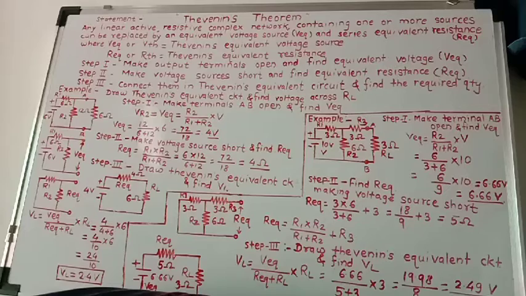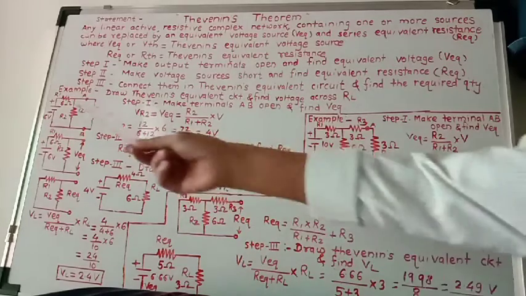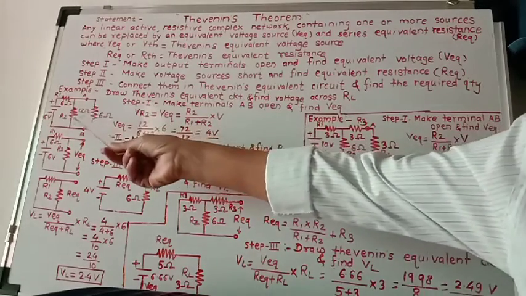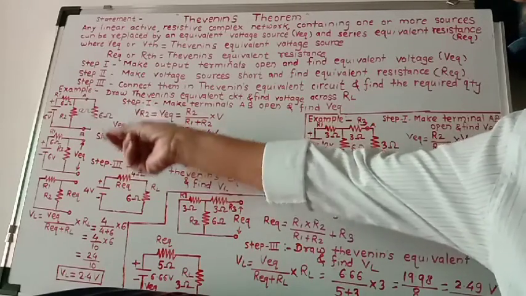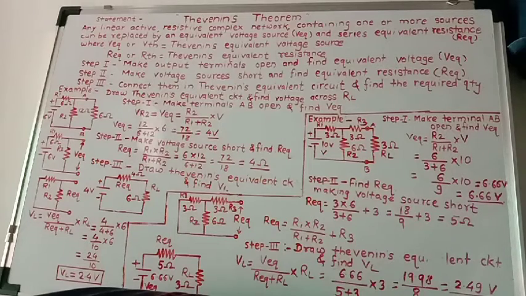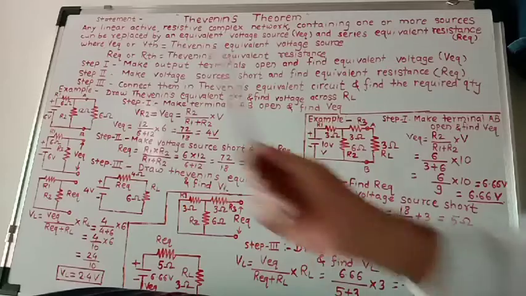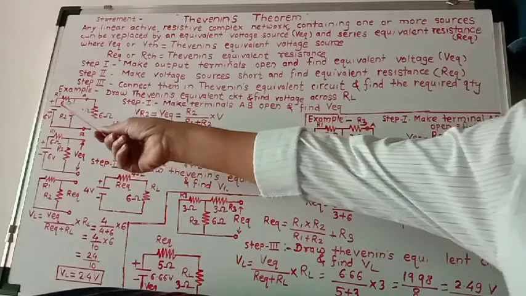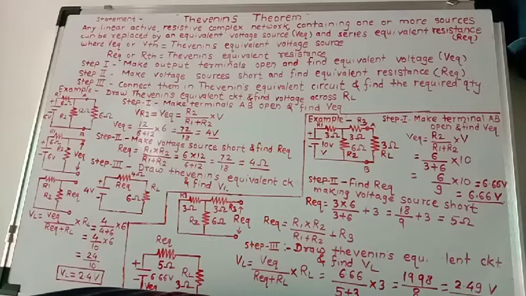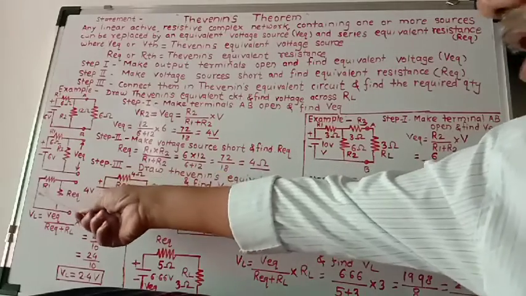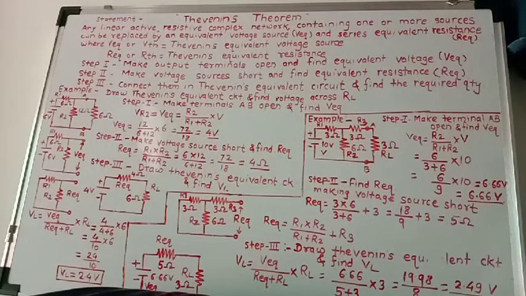So to find out Thevenin's equivalent voltage, we have to disconnect load resistance RL from the circuit, that is from the output terminals, and then make the output terminals open, and then by using the voltage divider formula, we can calculate the voltage across R2, and this voltage across R2 is nothing but V equivalent. Then the second step: make the voltage source short and find out Thevenin's equivalent resistance, that is R equivalent.